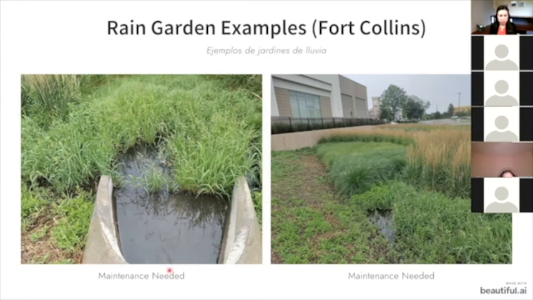So once again, there is this drop right here where the water is sitting. And so this is just where that level needs to be raised and you need to put some erosion control. But other than that, this is a really beautiful rain garden.